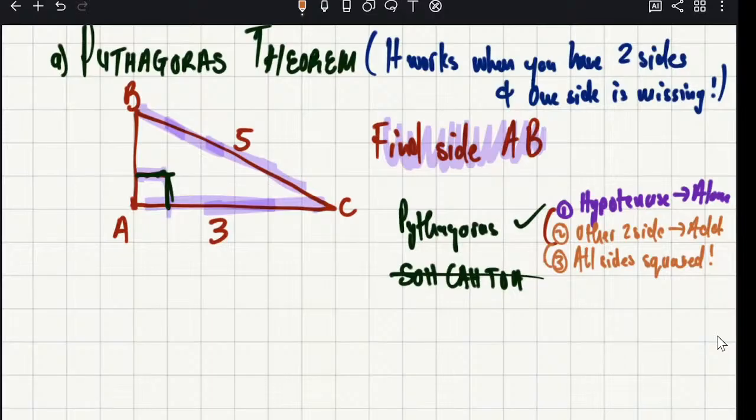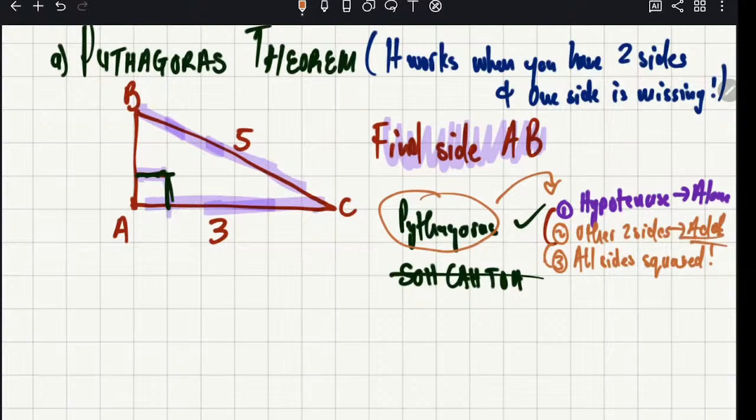So you identify, I said, look at your triangle. Okay, we are mastering it. Look at your triangle. Yes, sir, I'm looking at the triangle. Do you know two sides? Yes, sir. Are they looking for the third side? Yes, sir. So you use Pythagoras theorem. Now let's use it. We have agreed that we use Pythagoras theorem. And we know what it says. Hypotenuse alone. The other two sides they add. Then all sides should be squared.